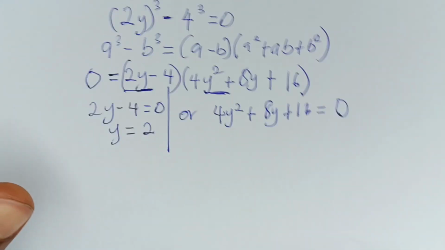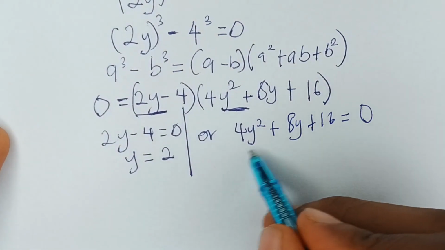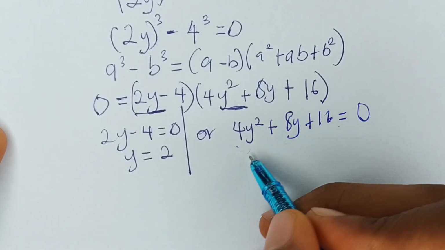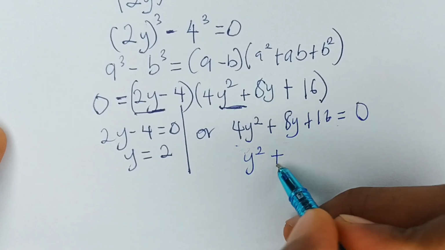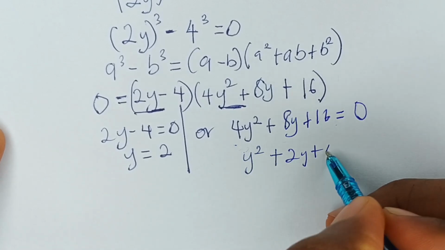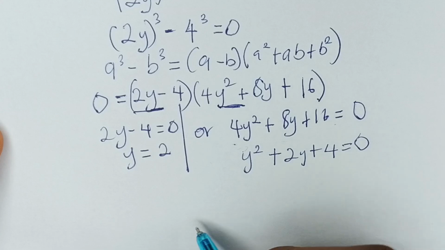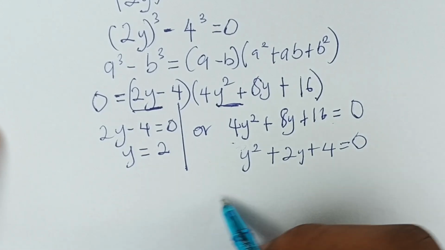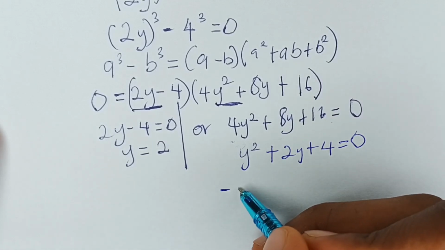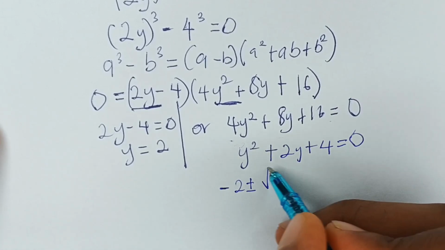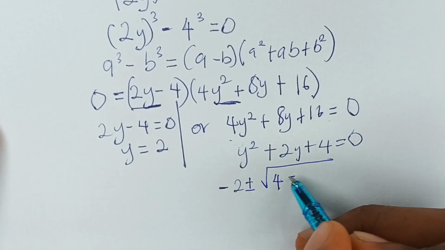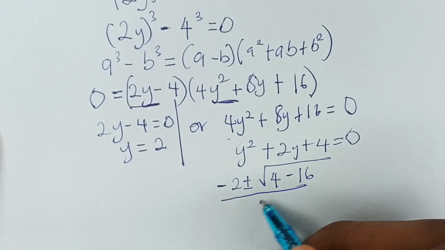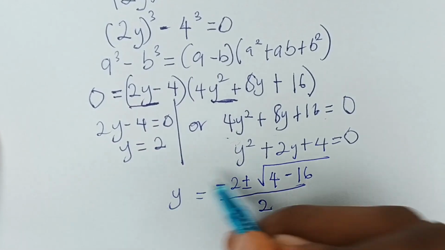Okay, now from this point you can see that if you reduce this, dividing everything here by 4, we have y^2 + 2y + 4 is equal to 0. Okay, now solving this quadratic equation using the almighty formula, we have -2 plus or minus the square root of 2 squared is 4, minus 4ac is 16, all over 2a is 2, and this is equal to y.